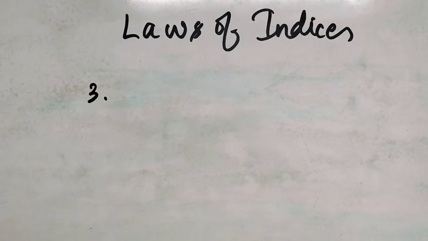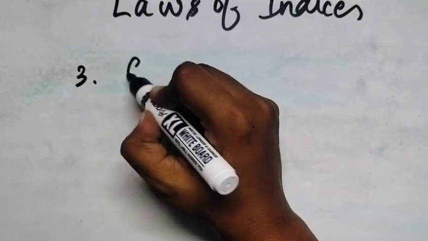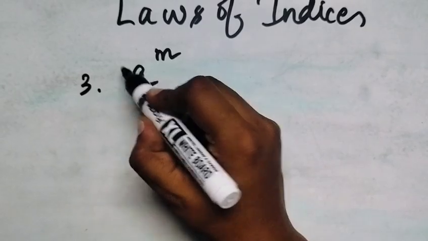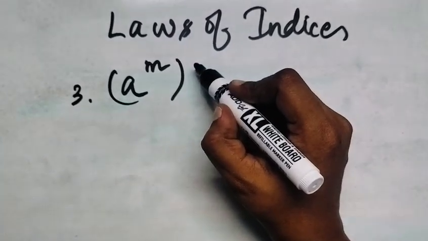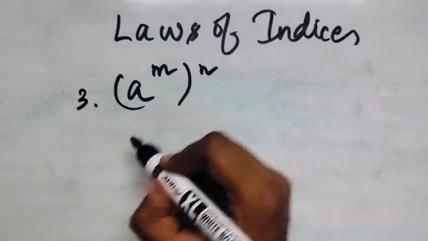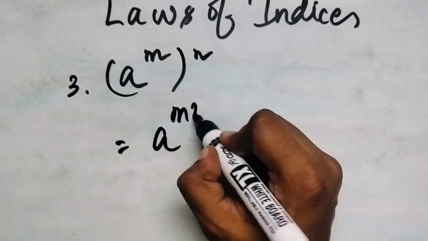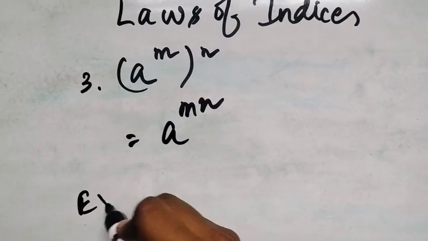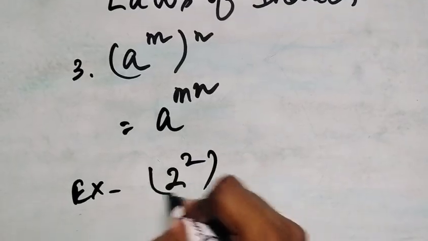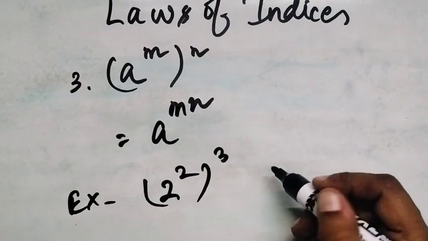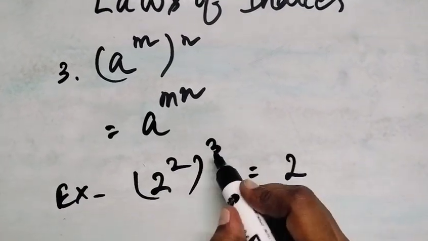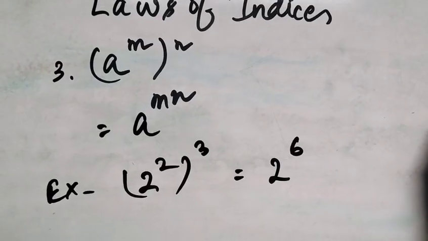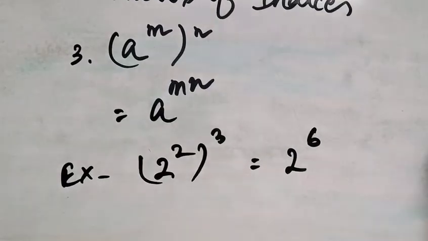Let's go for the third rule. If you have a real number a to the power m, and it is further raised to a power n, we can multiply the powers like this. For example, 2 squared to the power 3 is the same as writing 2 into 3, which is 6, so 2 to the power 6. We can further prove it.